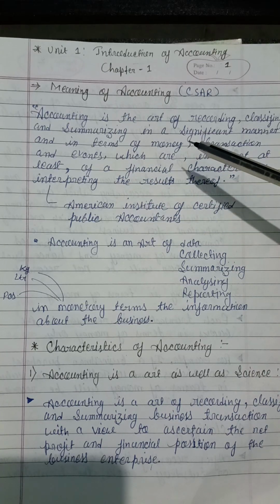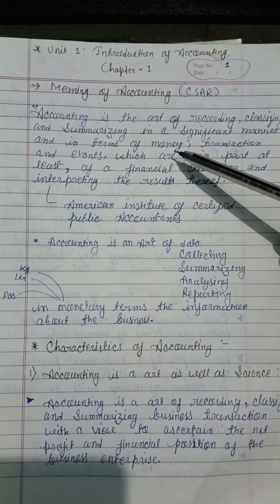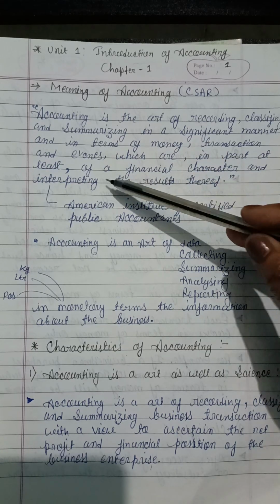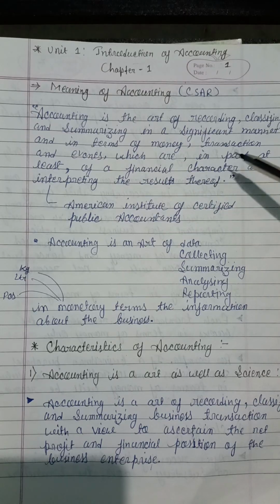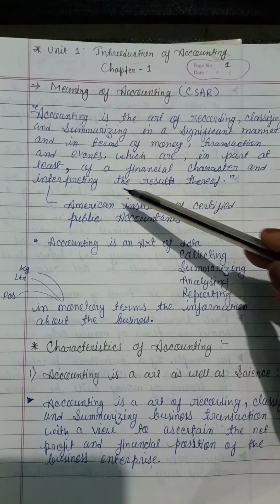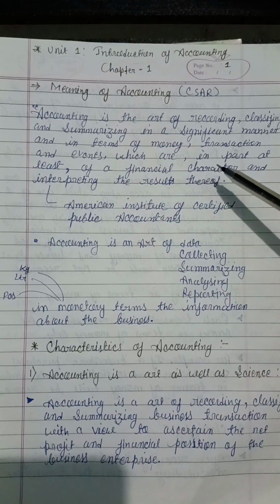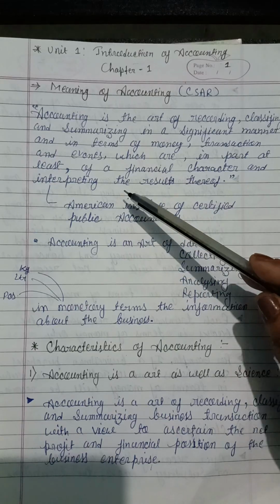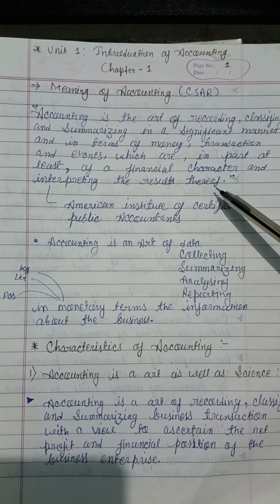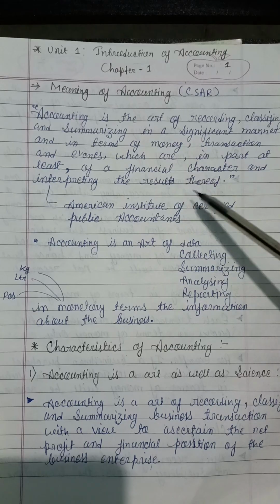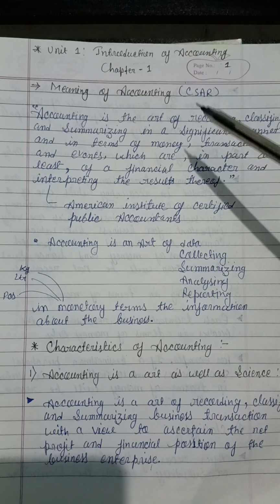Otherwise, in accounting we will not record anything that is not related to money. Then transactions and events which are in part at least of a financial character. All the transactions and events are at least related to a financial character. And after that we interpret the result thereof. So this is the whole process we are doing in accounting.